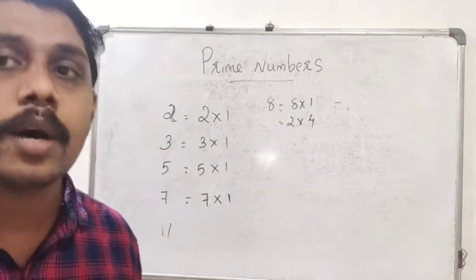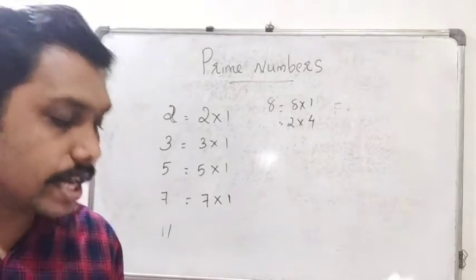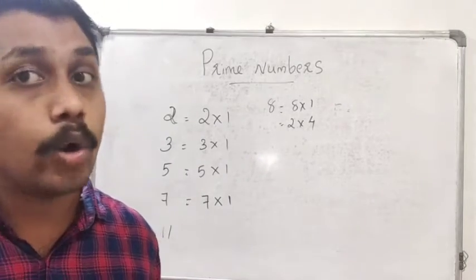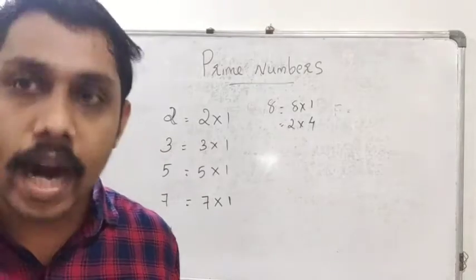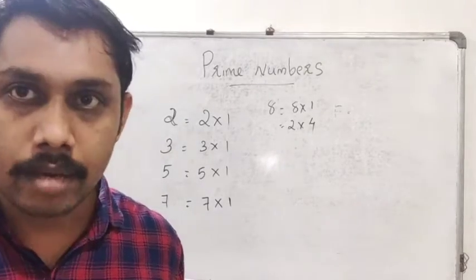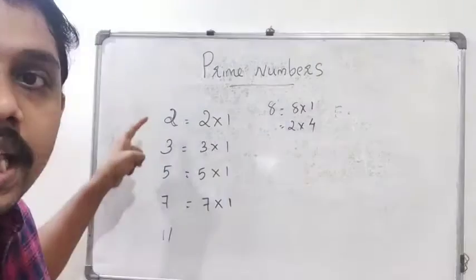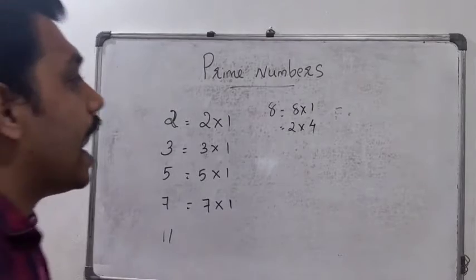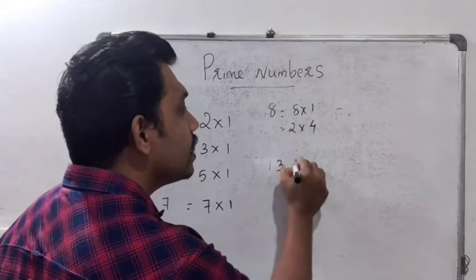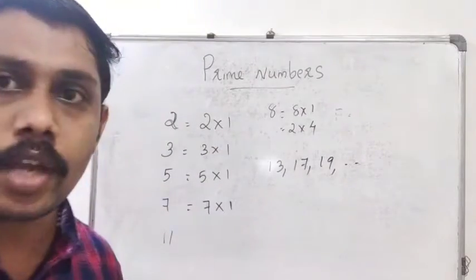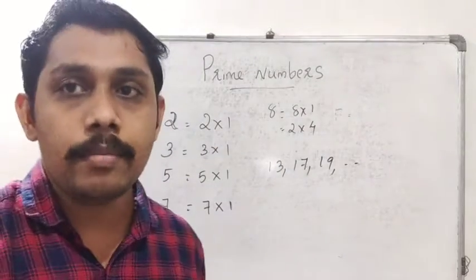They are called prime numbers. Once again, prime numbers are numbers that have only 2 factors, 1 and itself. Such numbers are called prime numbers. Examples: 2, 3, 5, 7, 11, 13, 17, 19, etc. Okay, so they are called prime numbers.